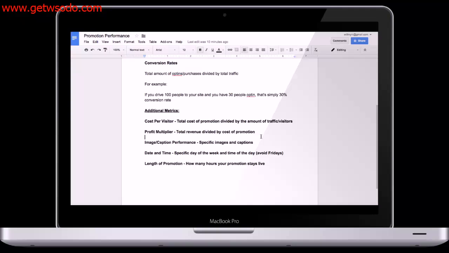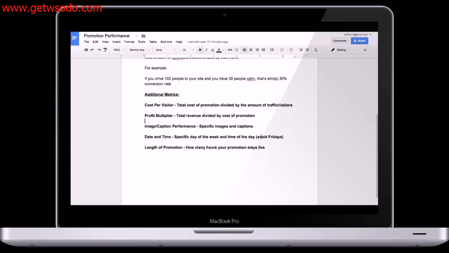And then you also want to track the image and caption performance. You want to test out specific images and captions, and you want to keep an eye on the traffic, the cost per visitor, the profit multiplier, etc. You also want to track the date and the time, the specific day of the week and the time of the day. This is really important.